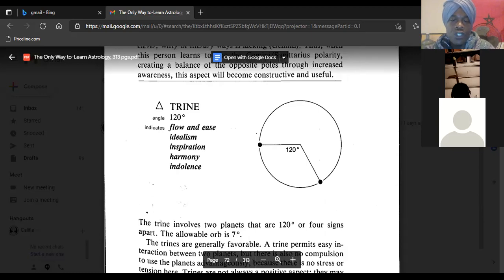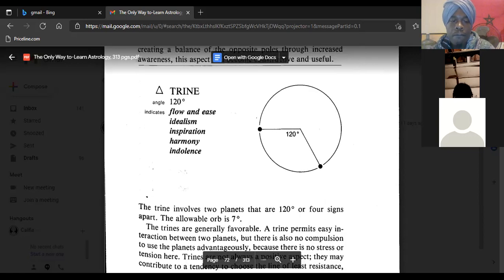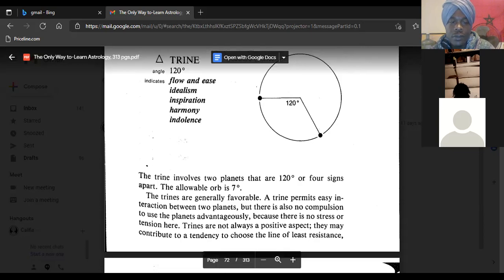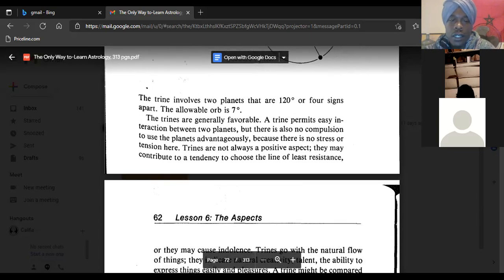Here's a schematic of the trine, a 120-degree angle, which indicates flow and ease, idealism, inspiration, harmony, and indolence. The trine involves two planets that are 120 degrees or 4 signs apart. The allowable orb is 7 degrees. The trines are generally favorable.